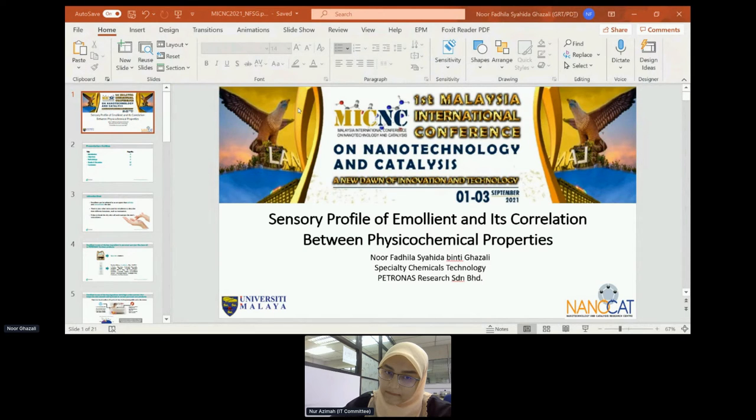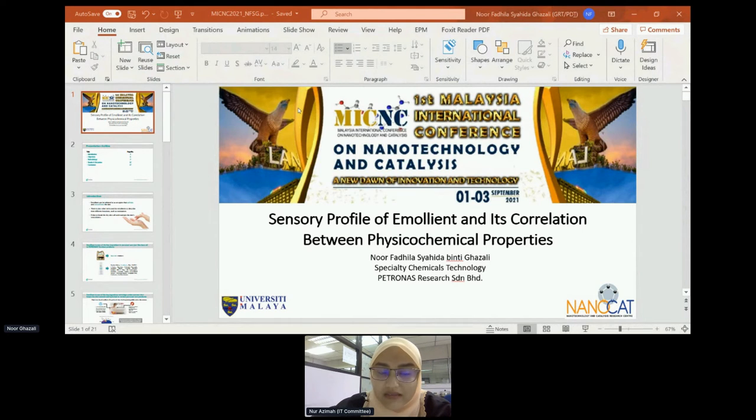And the commercially available emollient in the market is mostly produced from silicon. And to compare these two types of products, the natural plant-based emollient has more interesting value in terms of biodegradability and its safety for human use. And this is more related to what we call the sustainability part. So we conduct this research. Okay, thank you.